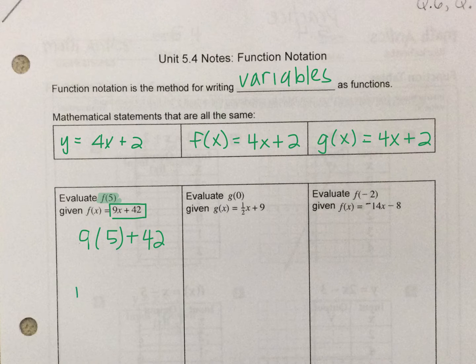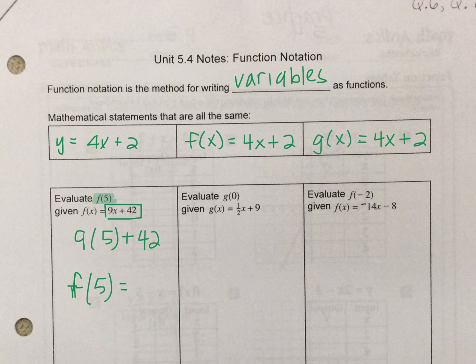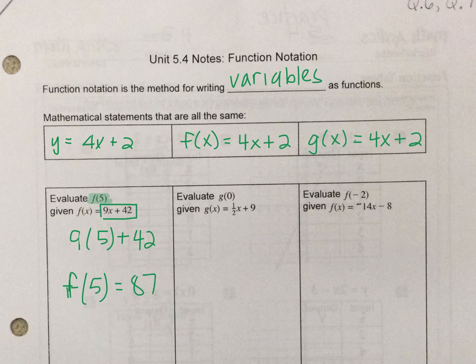So that tells me that the function of 5, 9 times 5 is 45, plus 42 is 87. And what this is eventually going to tell us is that when I put a 5 in for my x, I get an 87 for my y. This is like a point.